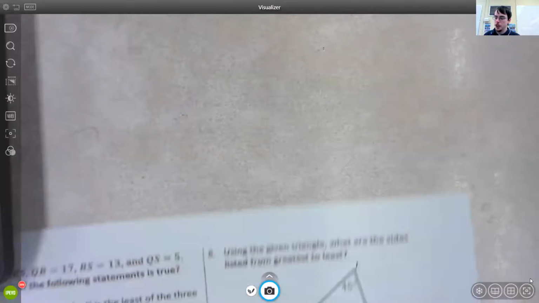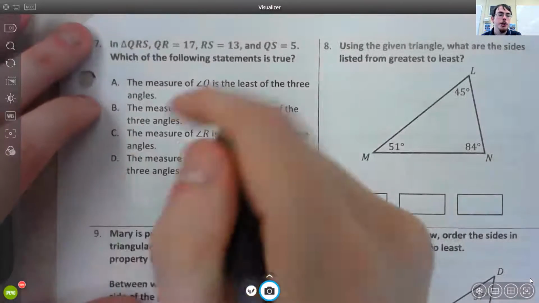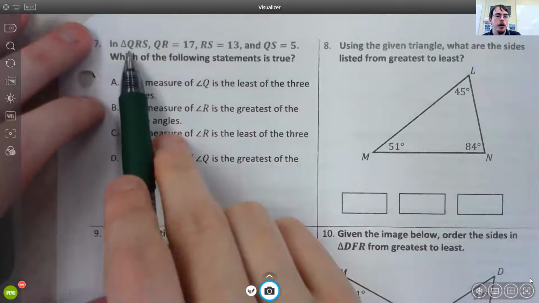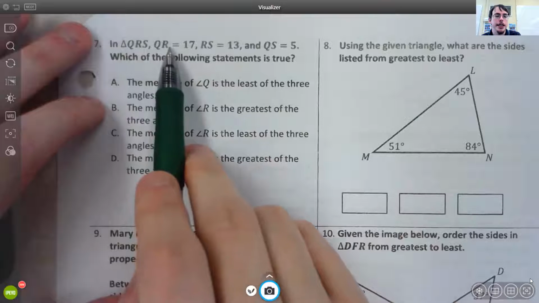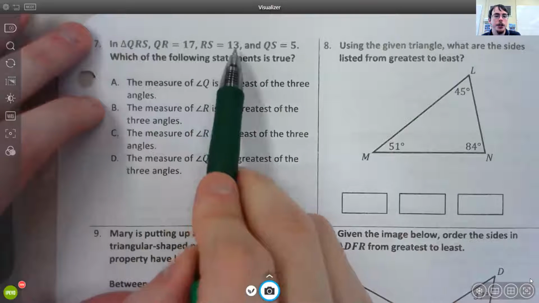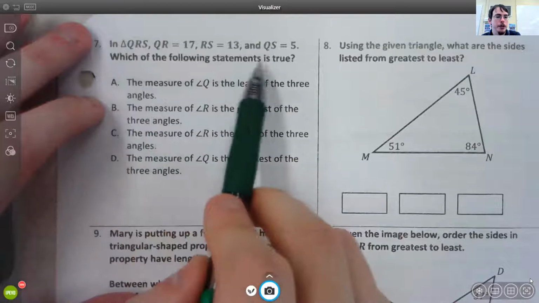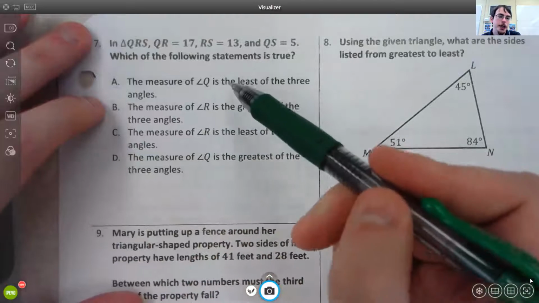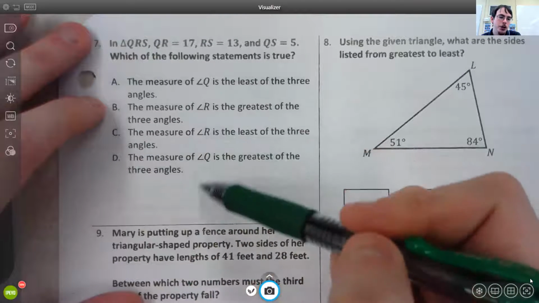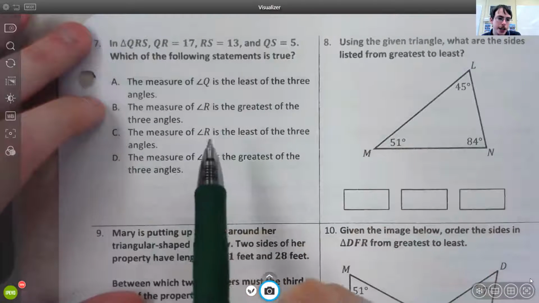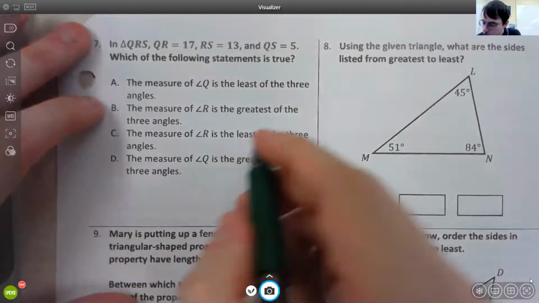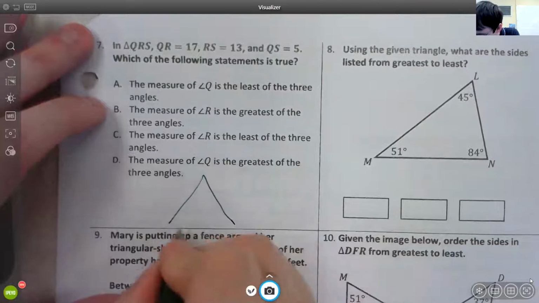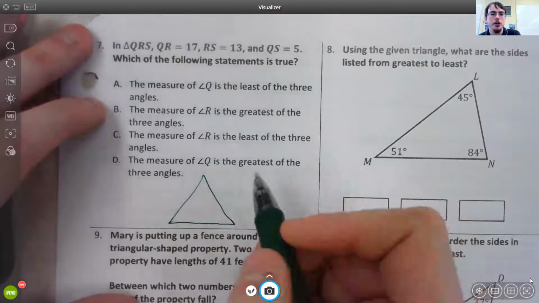All right, let's look at number 7. Number 7 says in triangle QRS, QR equals 17, RS equals 13, and QS equals 5. Which of the following statements is true? Notice that each of these is about the angle measure. You don't have a triangle here. My recommendation is to draw the triangle out and label it with the correct things.